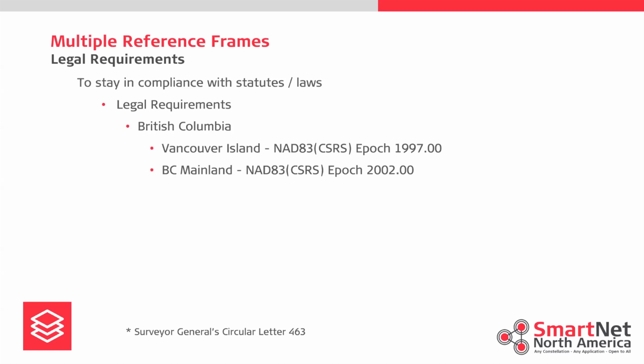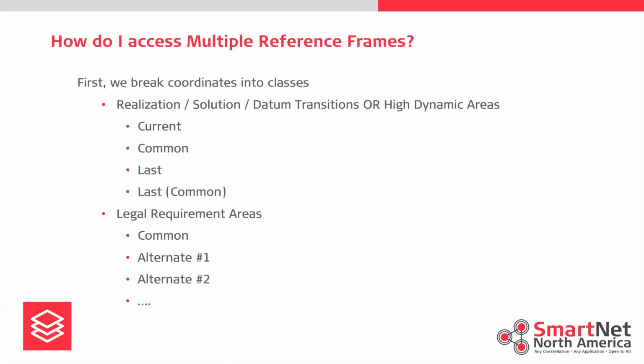So how do we do this? How do you access reference frames? How do we talk about them? Well, first, we have to break it up into classes. And you've kind of heard me talk about this just briefly. When we talk about realization solutions, datum transitions, or high dynamic areas, we have to have what we have current. So that's what we're broadcasting today. We may have to have what's common. So the common reference frame, the common NSRS.